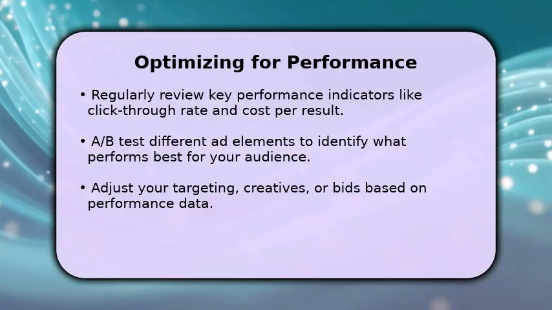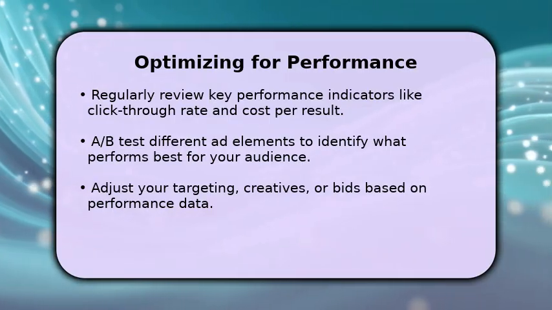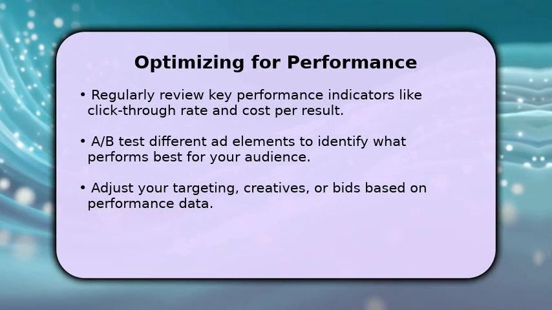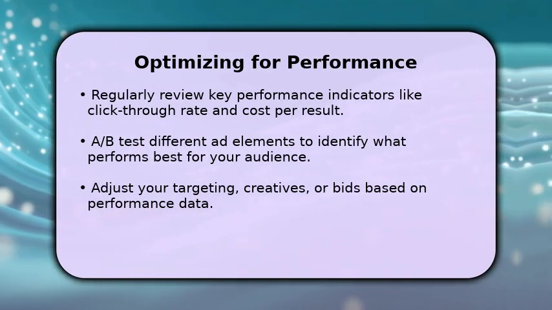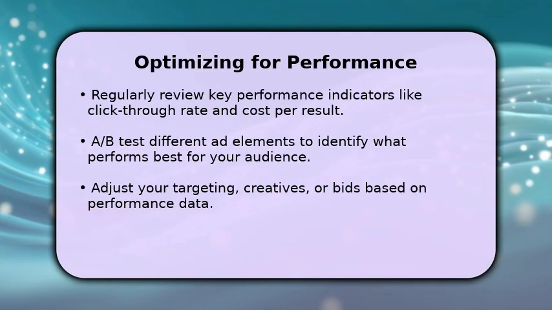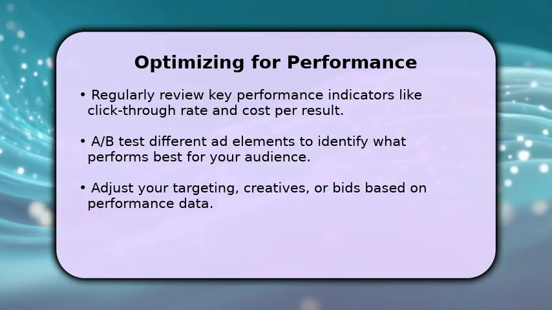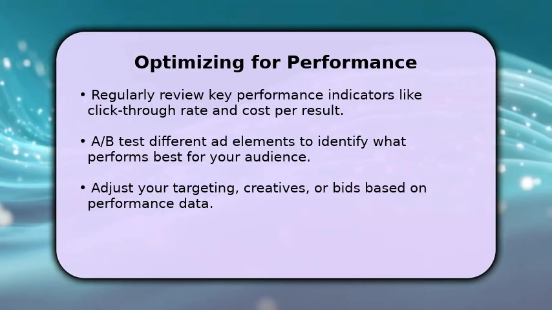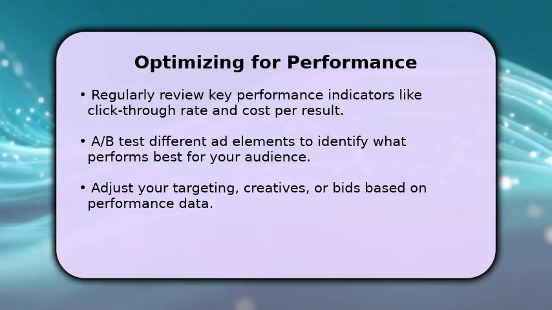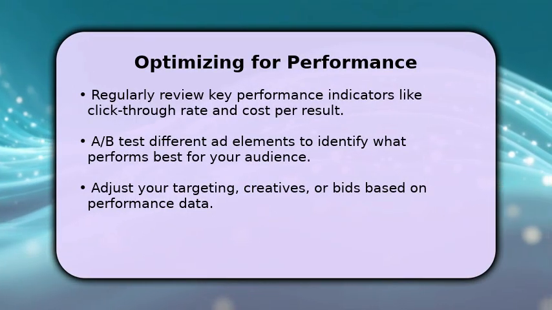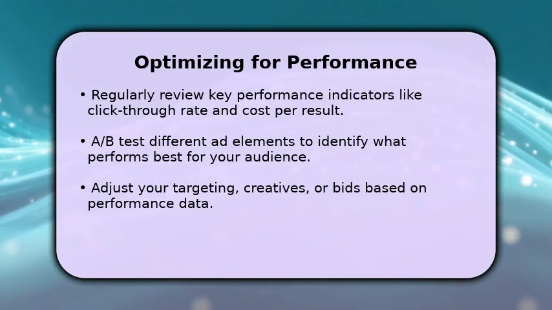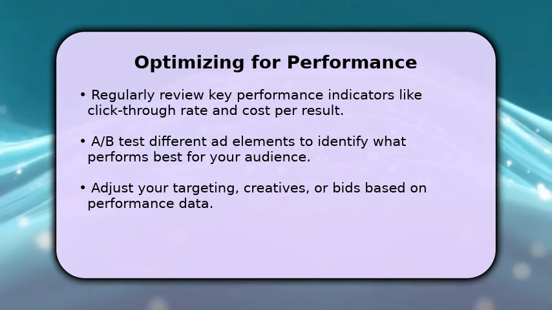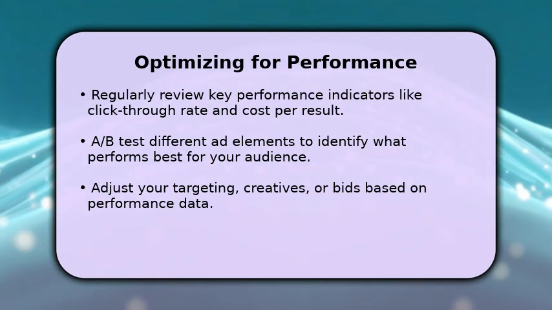Finally, let's talk about optimizing your campaigns for peak performance. Regularly analyze your ad performance metrics, such as click-through rate, conversion rate, and cost per acquisition. Implement A/B testing for different headlines, images, or calls to action to see what resonates most effectively. Make data-driven adjustments to your targeting, ad creatives, or bidding strategies. Continuous optimization, even small tweaks like a 5% budget shift, can significantly improve your return on ad spend over time.